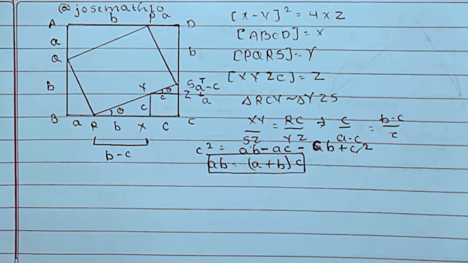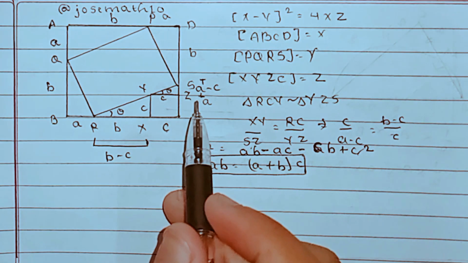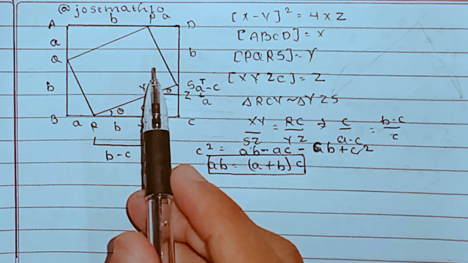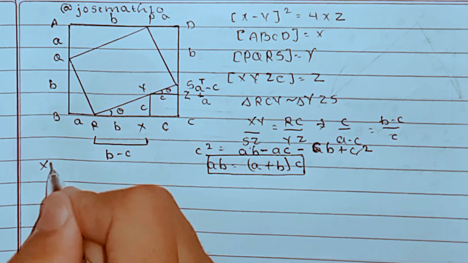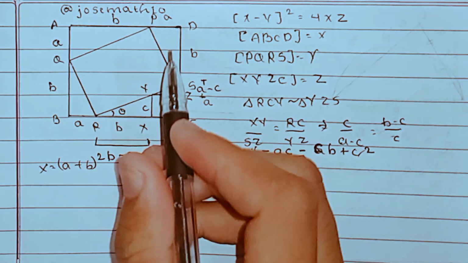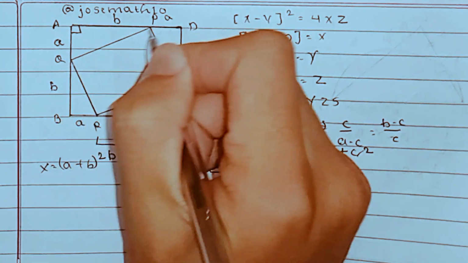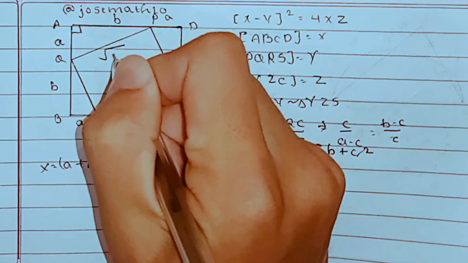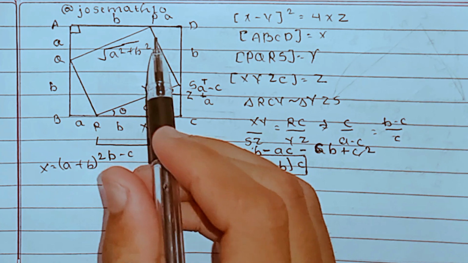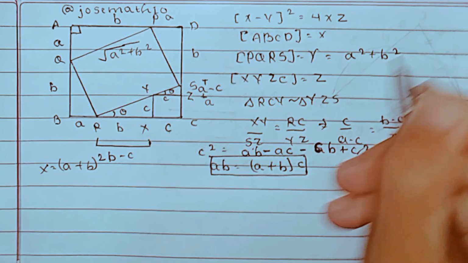Now what we will do is try to find the area of the individual squares. The area of ABCD is x, but we know that the area of a square is side length whole square. Its side length is a plus b, so x equals (a plus b) whole square. Okay, now focus on the PQRS square. It has a side length, this is a right angle here, and by the Pythagoras theorem, the hypotenuse will have a length of the square root of a square plus b square. Now if this is the side length of the square, then the area of the square, that is y, is equal to a square plus b square.